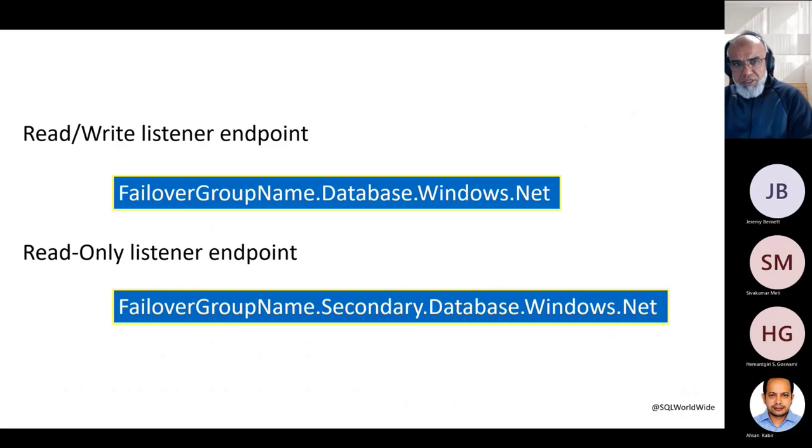So that's how your listener names look. You have your failover group name.database.windows.net, and for your read-only traffic, you get a .secondary.database.windows.net.